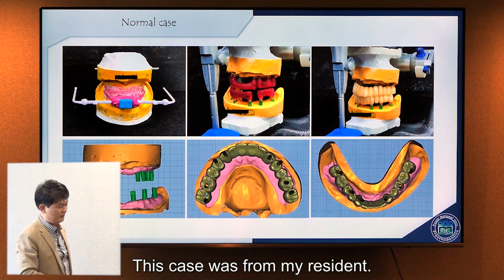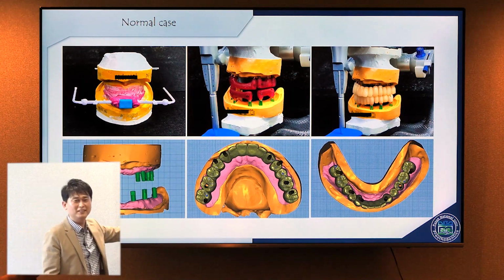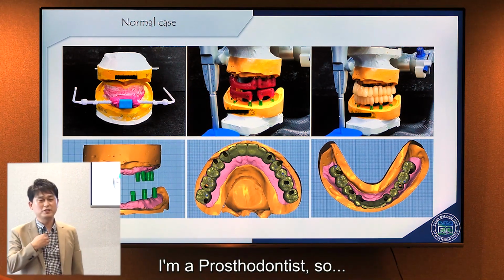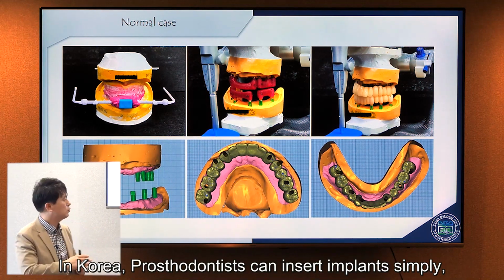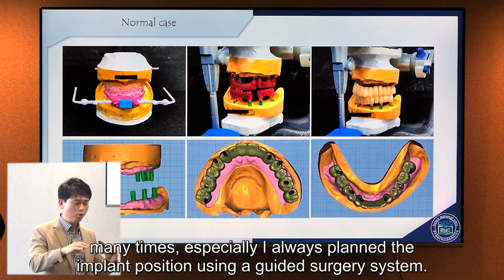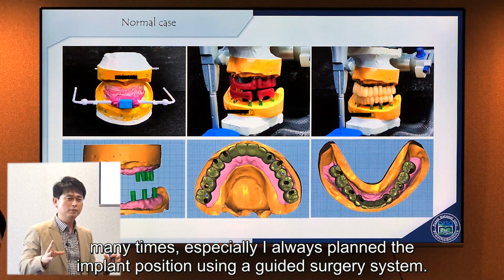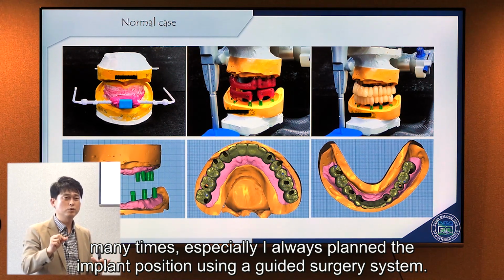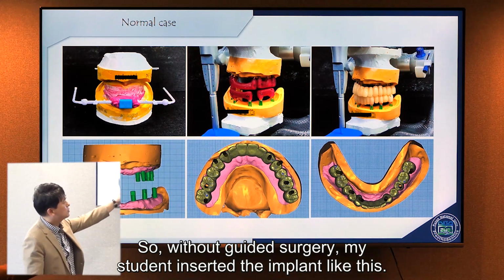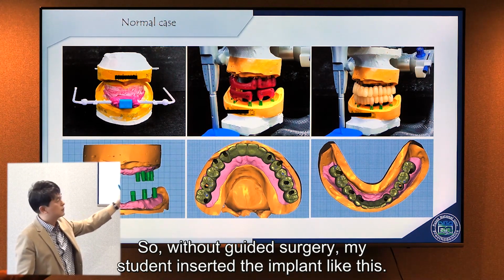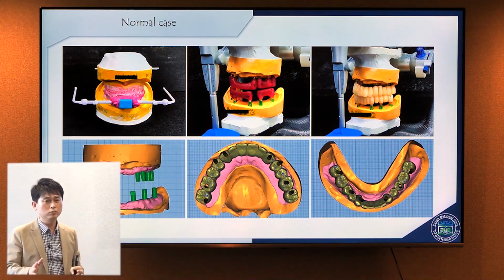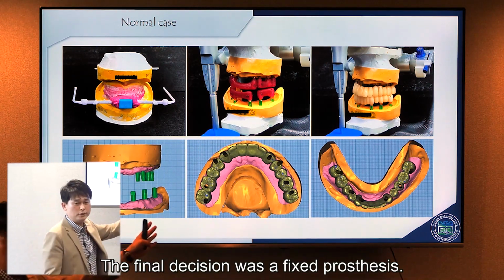This case was from my resident, 3rd grade. I'm a prosthodontist, so in Korea, prosthodontists can insert implants many times. Especially, I always plan the implant position using guided surgery systems. Anyway, without guided surgery, my students inserted the implants like this. So after inserting the implants, we can decide the final prosthesis. The final decision was a fixed prosthesis.